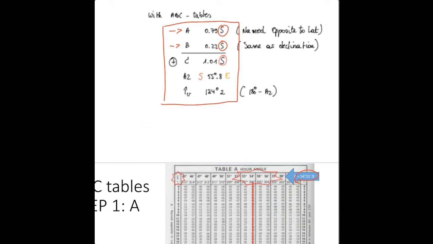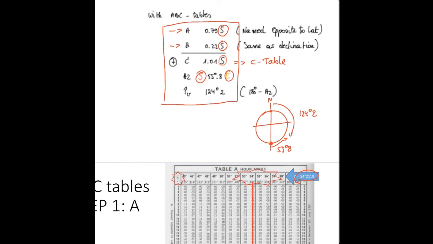Okay, then if with this value we go to the C table, we find an azimuth of 55 degrees 0.8. South comes from our C and east comes from our polar angle. And so if we have south, east, 55 degrees 0.8, we will have a true bearing, always measured from the north, which is 124 degrees 0.2.